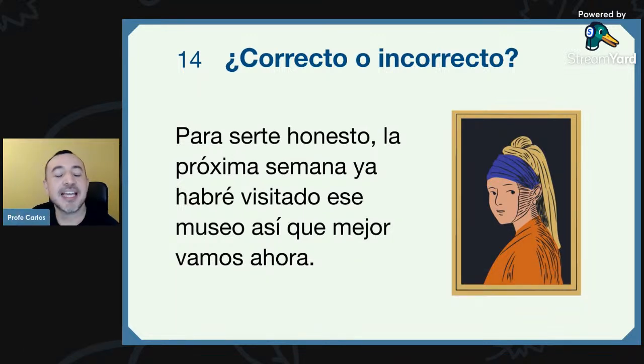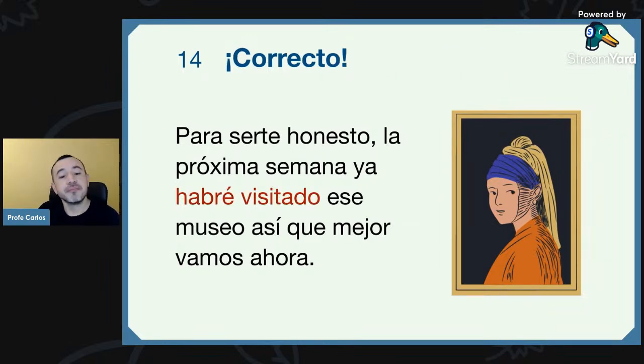Okay, so in this case, guys, this is correcto. Now, I know that the information here is a bit tricky and intricate, but basically what we're expressing is: being honest, next week I will have already visited that museum. So it's better if we go now. I'm telling this person, listen, I know myself, I'm not patient. So if we wait for next week, I will have visited that museum already. So let's go now. Otherwise, no, this is not going to happen.